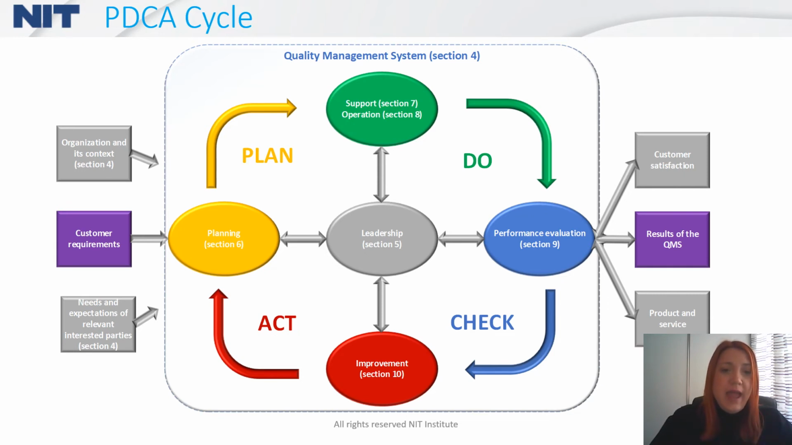This kind of planning is explained in section 6 of the quality management system. Then you have to do something, do on the basis of your planning, and such doing is explained in the support and operation of the quality management system in sections 7 and 8. Then you have the check, the performance evaluation of what you have already done. And this could be done through various metrics. And such a thing is explained in section 9 of the quality management system.